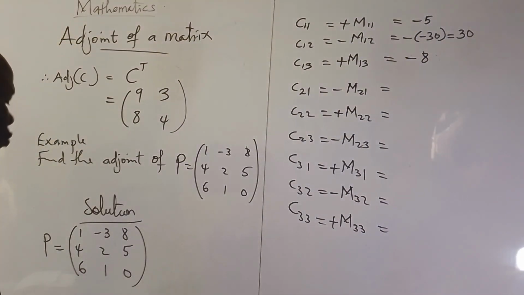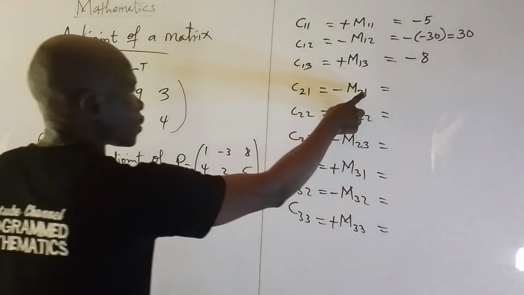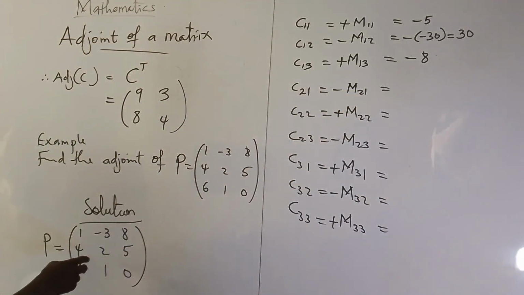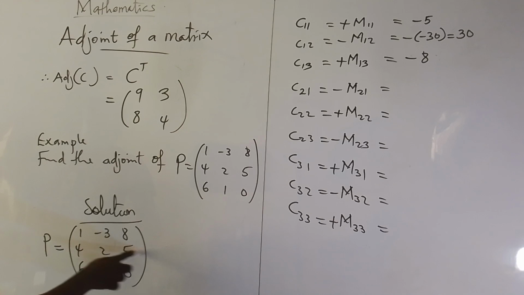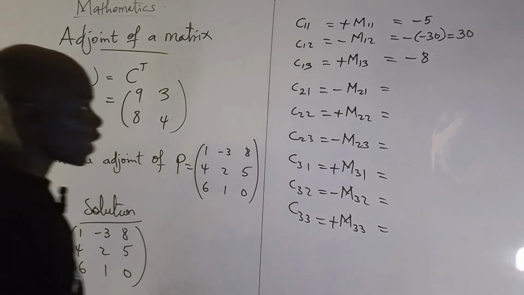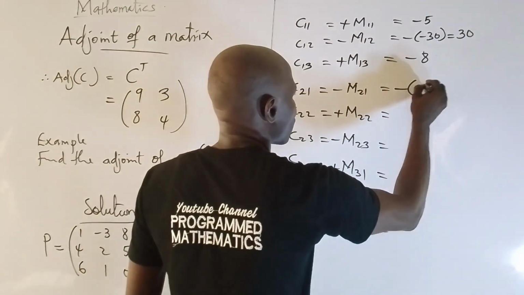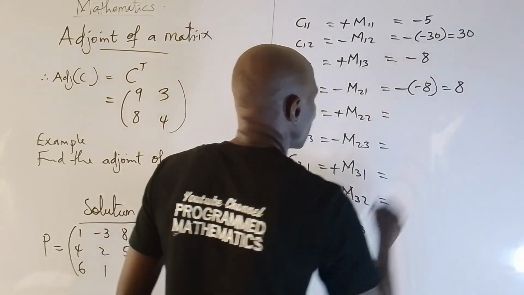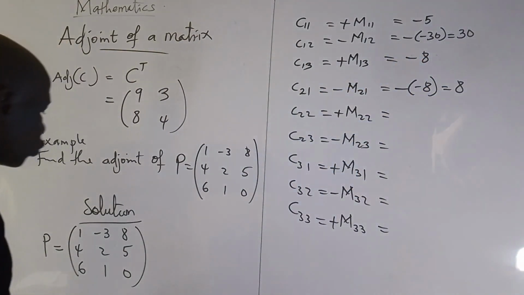Okay, then we'll move on to C21, which is M21 here. M21 is second row, first column. Delete second row and first column. So we have minus 3, 8, 1, 0. Minus 3 times 0 is 0. 1 times 8 is 8. So 0 minus 8 is minus 8. So this is minus 8, so this is 8.